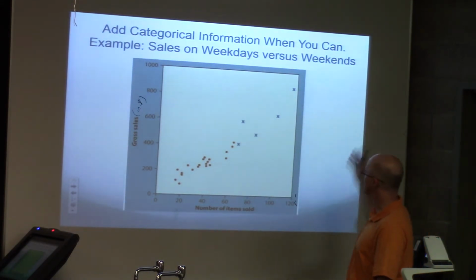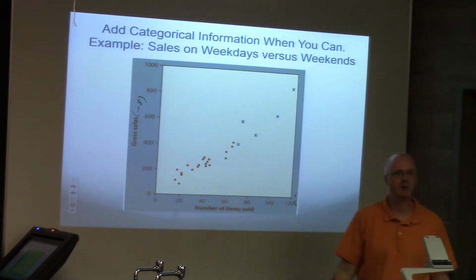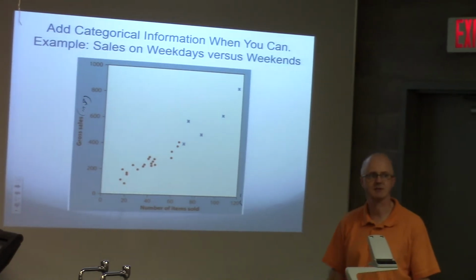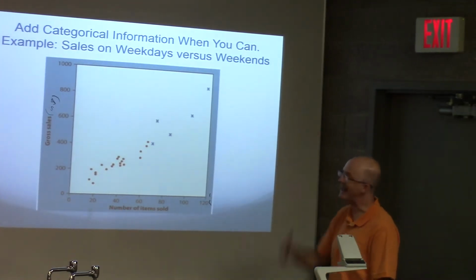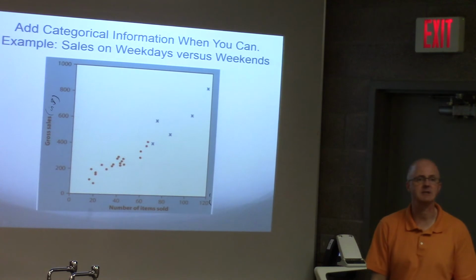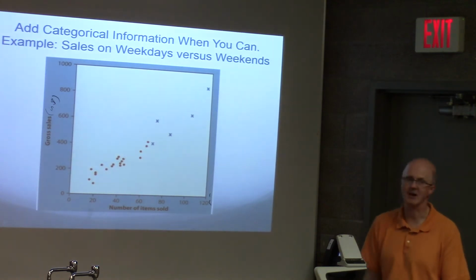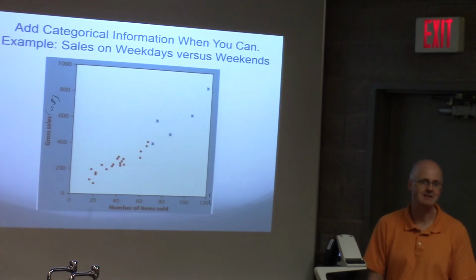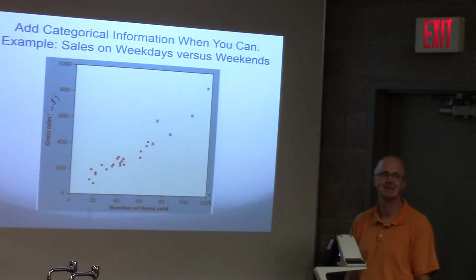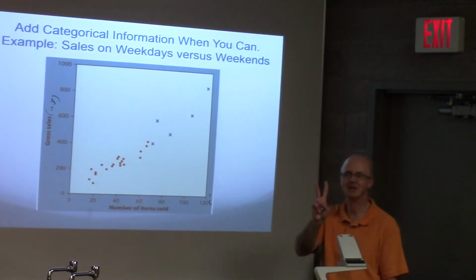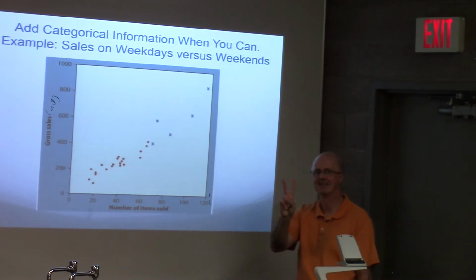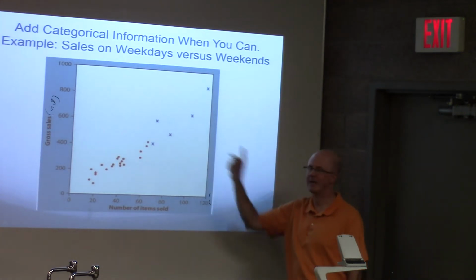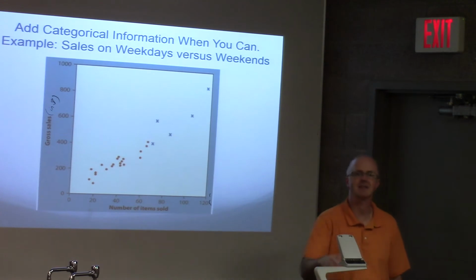We see a positive trend here. It's stronger than the last graph that we looked at. It's a stronger positive trend. But I've added categorical information to this picture. Some of the points are dots, some of them are X's. Which ones are the weekends? What two reasons could you give for that? The X's are the weekends. What are two reasons you could give for guessing that at least?